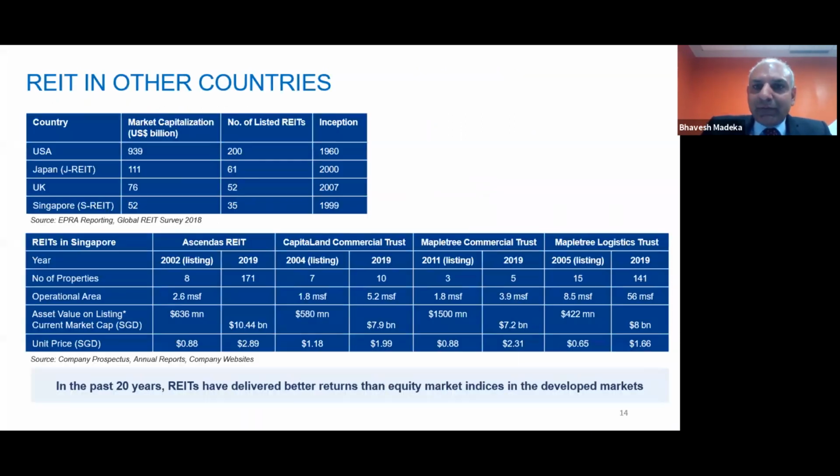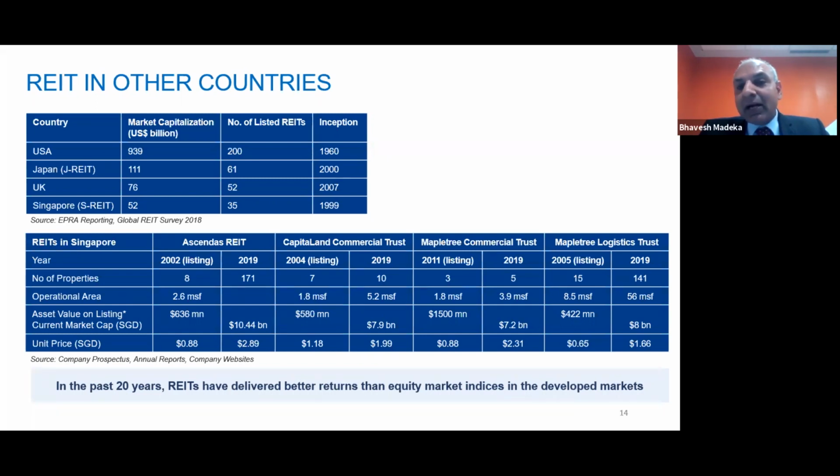Coming to the REIT overview. REIT started in USA in 1960, but that was the first REIT which happened. And actually the second REIT happened after literally 20 or 30 years in US. I'm not sure whether it was 20 or 30 years. Japan started in 2000, Singapore in 1999, and UK in 2007.